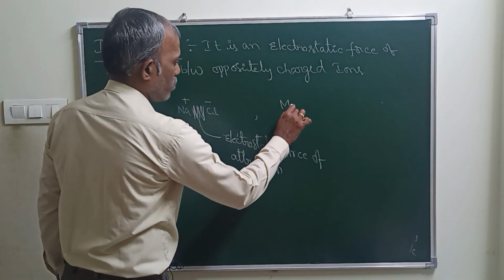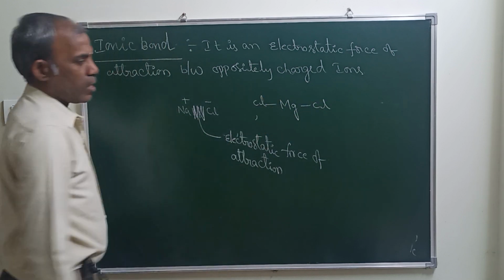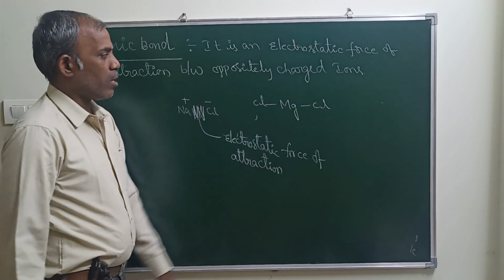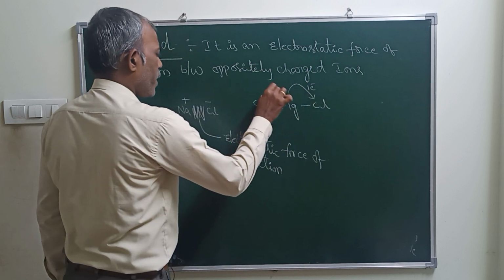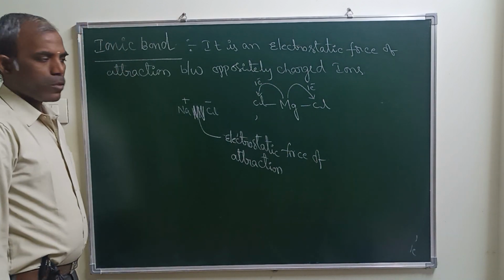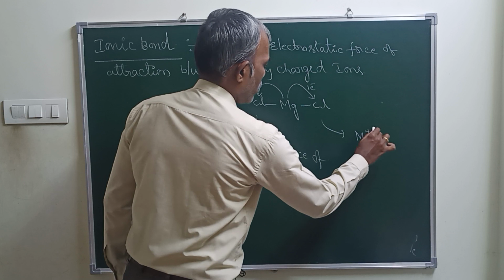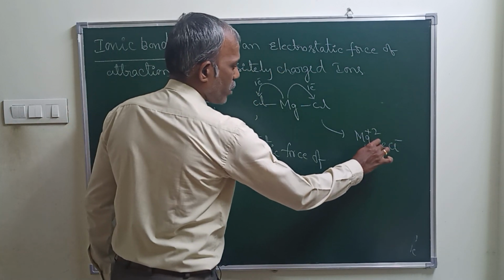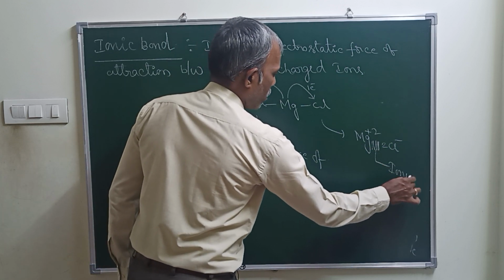Another example, MgCl2. Here magnesium transfers its electrons, one to the first chlorine and the second electron to the second chlorine. So finally we can see Mg plus 2 and 2Cl minus. The force of attraction between Mg plus 2 and Cl minus is ionic bond.